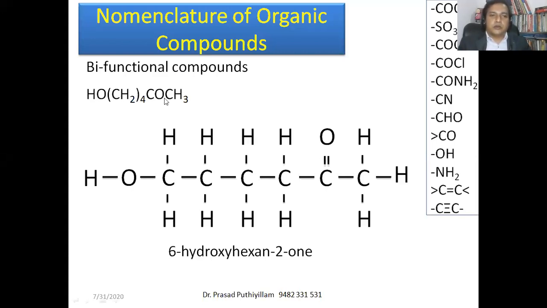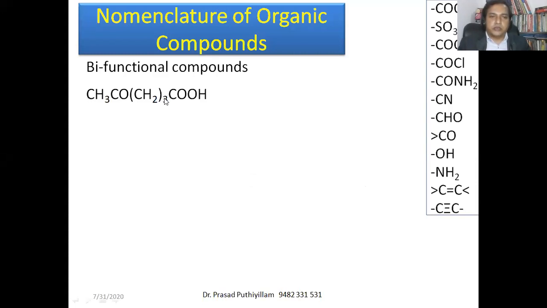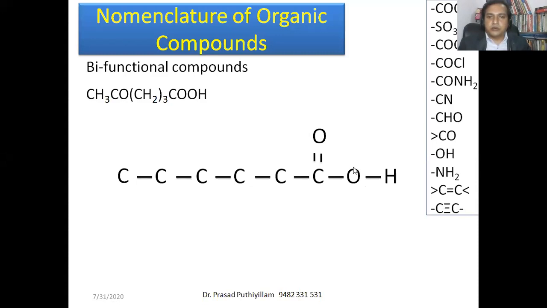We'll go to the next molecule, that is CH3CO, CH2 thrice, COOH. How many carbon atoms? 1, 2, 3 times here and 1 here. So this is a 6 carbon atom chain, and the COOH functional group is there, that is carboxyl. Then again a ketone functional group is on this carbon atom. The remaining CH2 thrice, that is 1, 2, 3, three carbon atoms I put here. So we'll satisfy the tetravalency of the carbon atoms by giving hydrogen atoms.